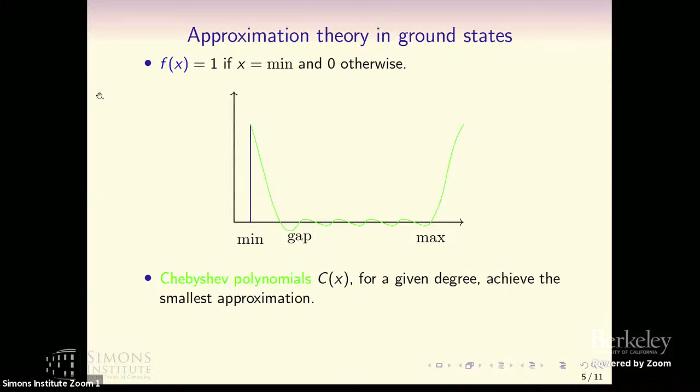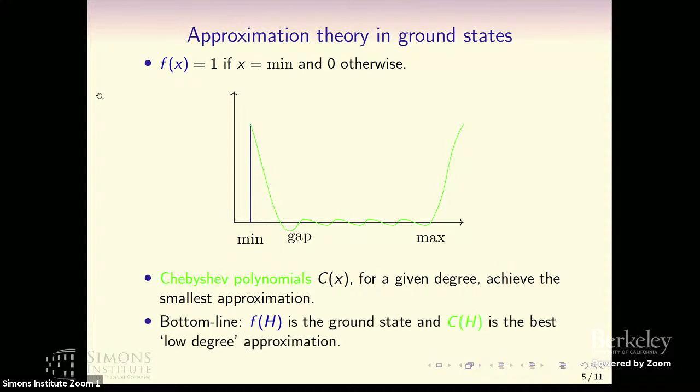So the Chebyshev polynomials, their role comes in the following way. Imagine a function f, which takes a large value at a certain x, let's say x equal to min, and is 0 otherwise. Clearly, this is a very complicated function. It peaks at a single point. Approximation to it is not possible with any low degree polynomial. But if you promise that you only care about approximation in a certain regime, then Chebyshev polynomials are known to be the best objects that achieve this task. And the bottom line is that f of h is the ground state of the Hamiltonian, and c of h is the best low degree approximation to the function. So that's where the Chebyshev polynomial morally comes in this whole area.